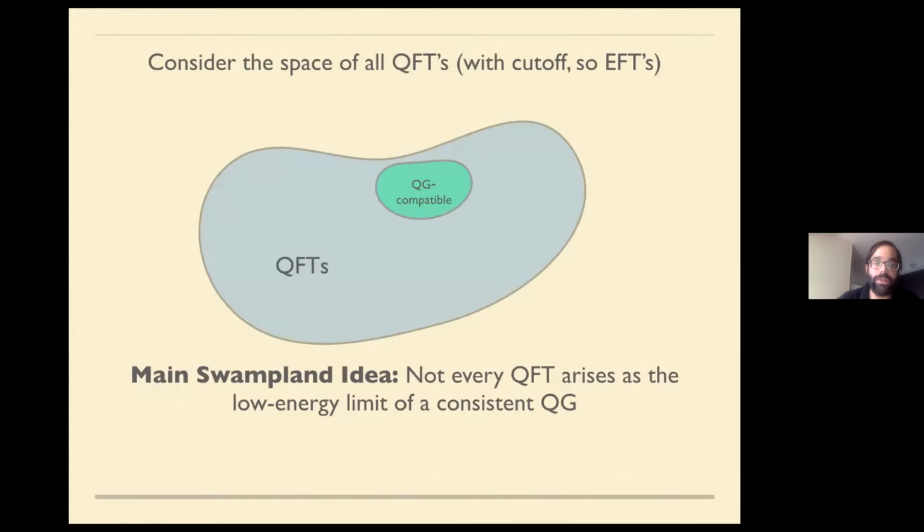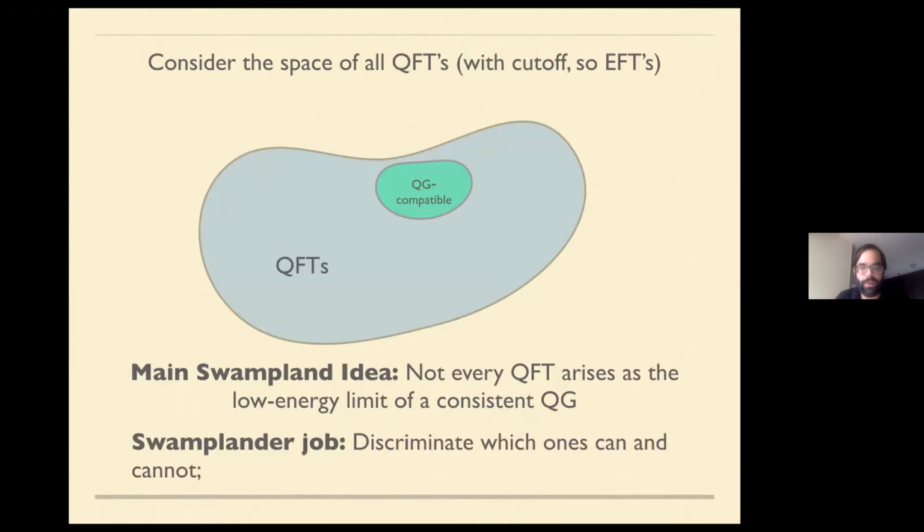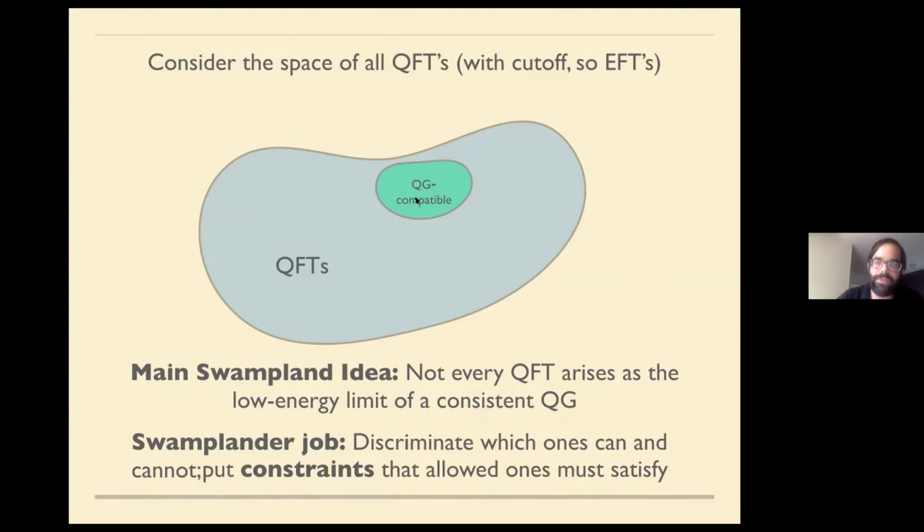So what we try to do in the Swampland is figure out which effective field theories can arise in this way from coupling to quantum gravity versus the ones which cannot. And the way we do this in practice, we try to produce constraints, properties that we believe the theories that are in the landscape here must satisfy, versus theories that can be in the Swampland. Okay, so that's the idea of the Swampland, and of course it's very difficult.